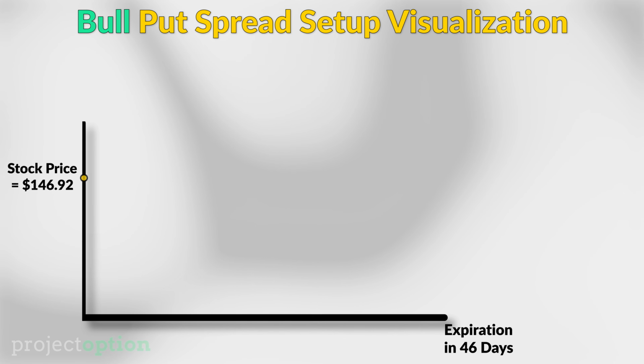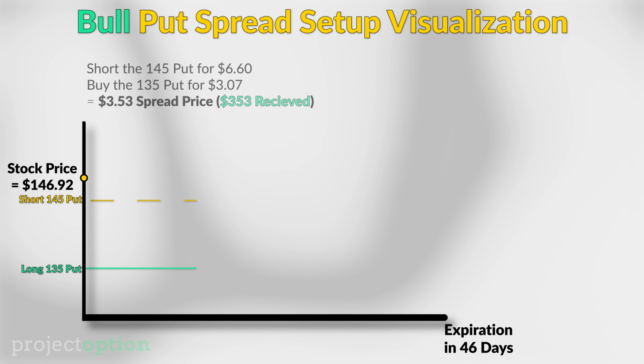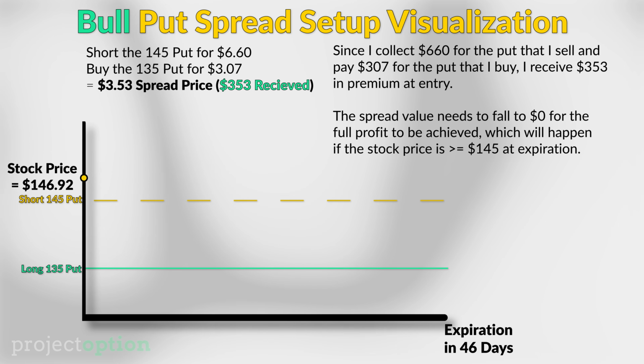So just like we did before, let's go ahead and look at a real historical example. In this example, the stock price is at $146.92 at the time of entering the trade. To construct this bull put spread, we will short the 145 put and collect $6.60 and simultaneously purchase the 135 put for $3.07. Both options are in the 46-day expiration cycle.